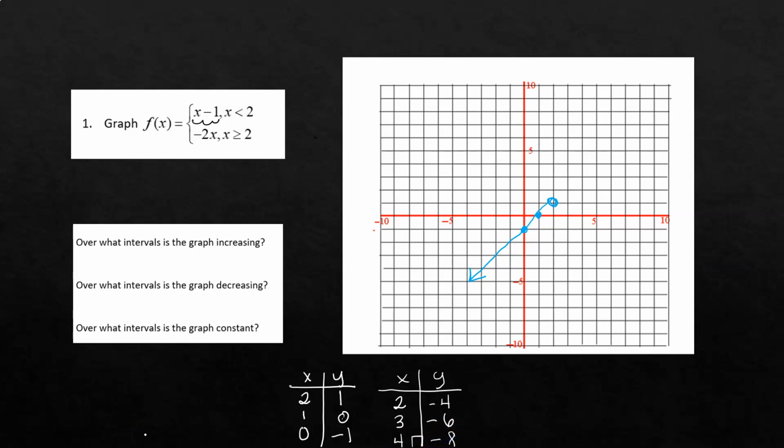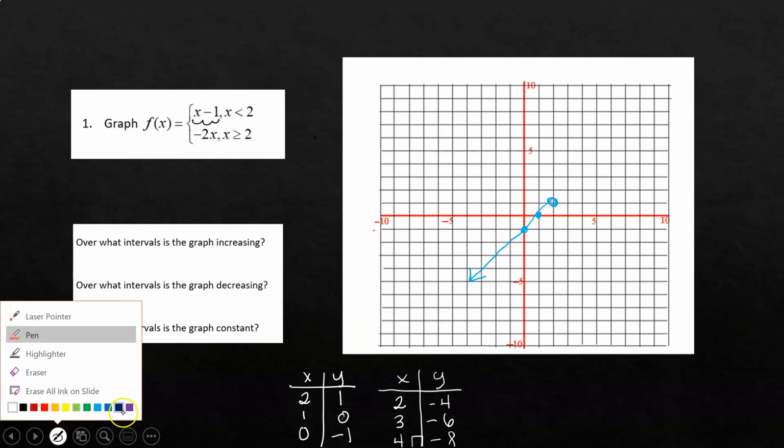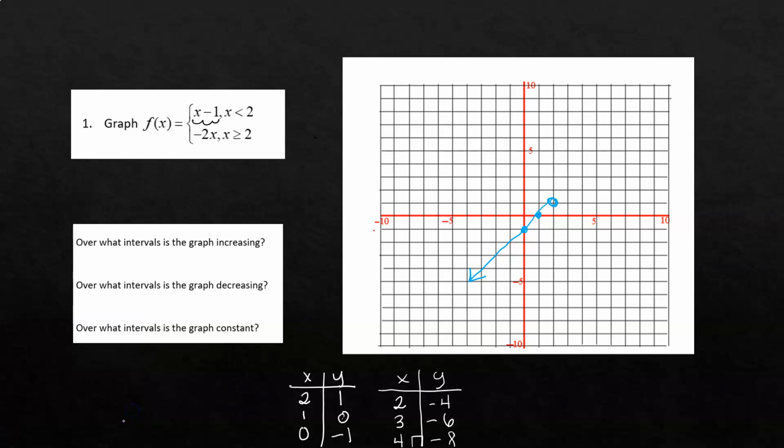So now, if I can get another color here, we're going to plot that. So I'm going to start at 2, negative 4. This time it's going to be a filled in dot because it's greater than or equal to. Then I'm going to plot 3, negative 6. And then I'm going to plot 4, negative 8. There we go. There's your piecewise function.